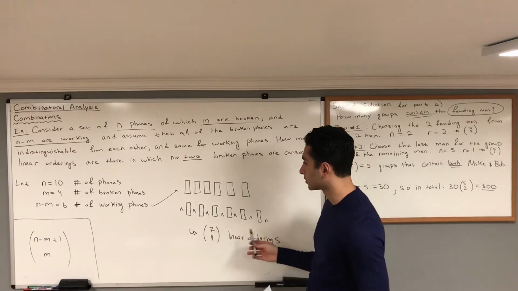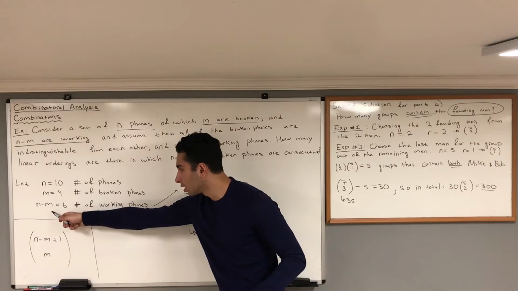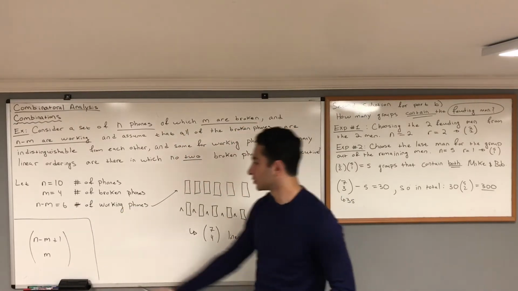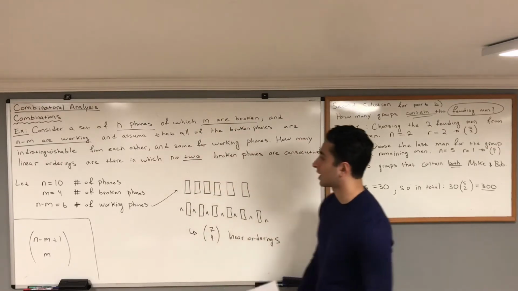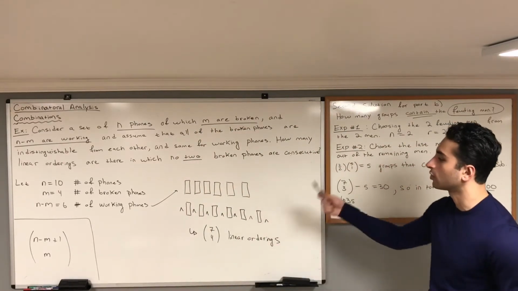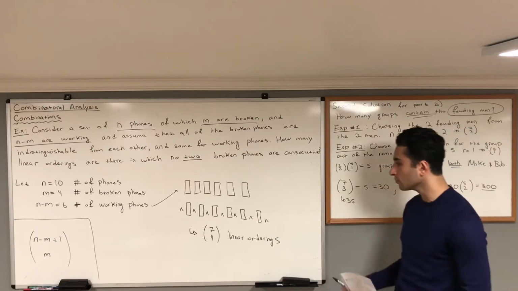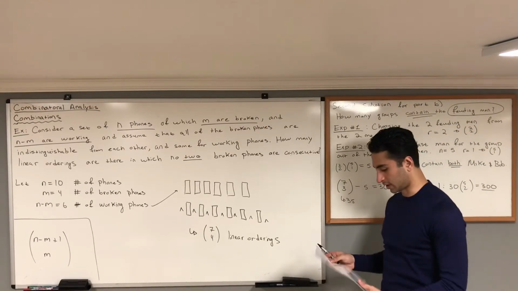Oh, 6 working phones, that's n minus m. Plus 1 will give you the 7. N minus m plus 1. And that's it. That's your answer. That's how many different linear orderings are possible. And that's it.